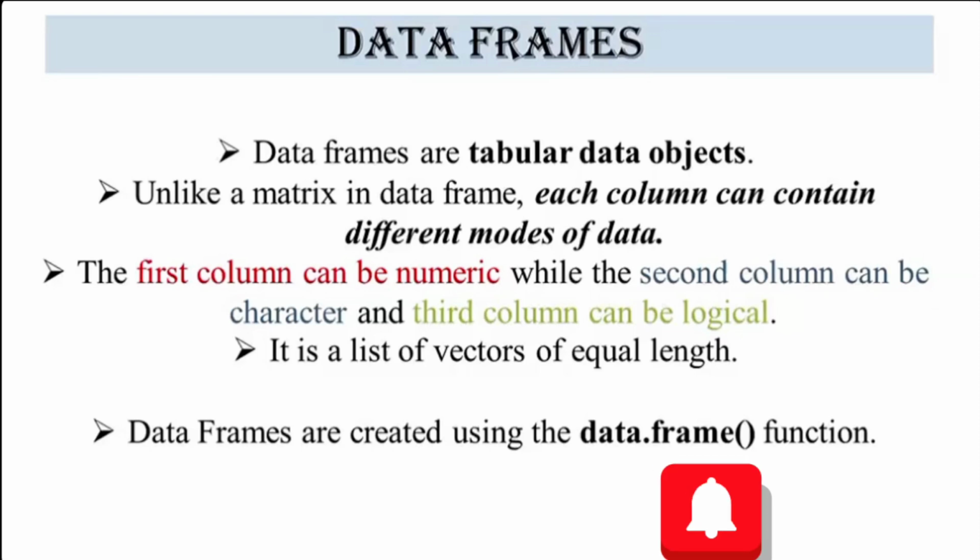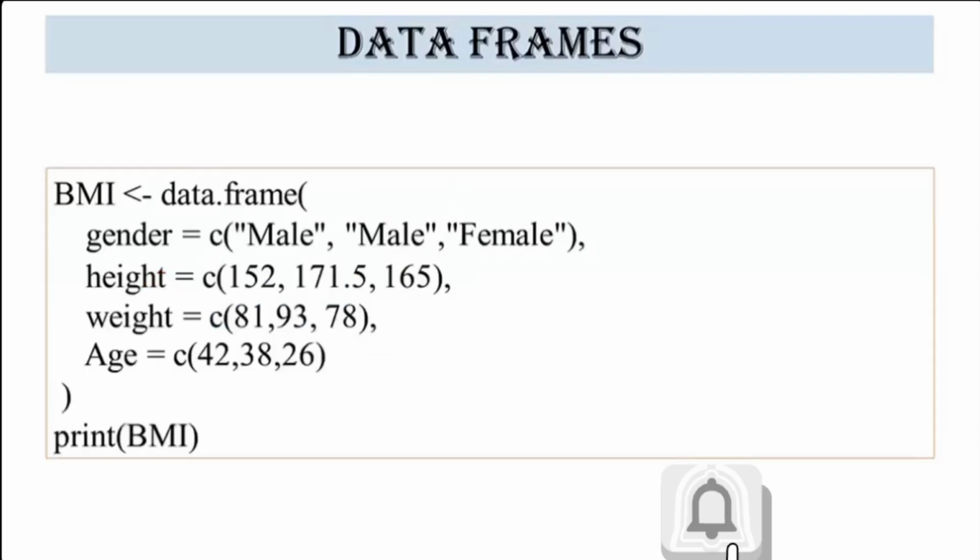They are created by using the simple function data.frame and a bracket. So syntax is very easy, that is data.frame. Okay, so let's take example of the BMI. Okay, body mass index data frame, let's create. So for that, BMI is the vector.